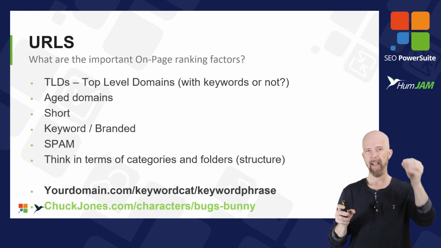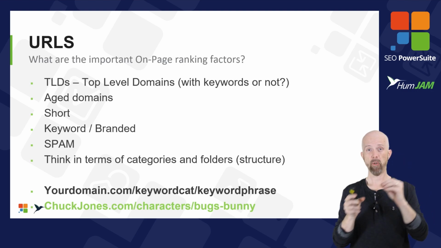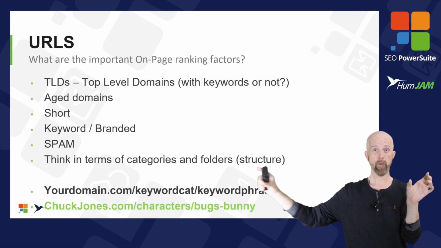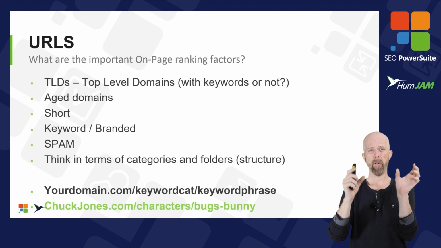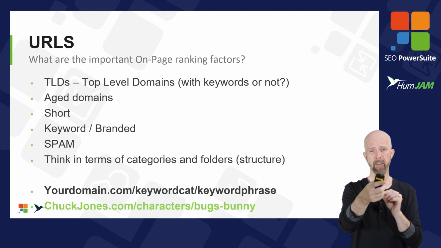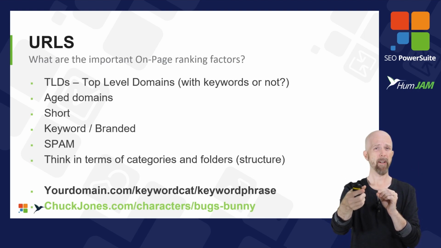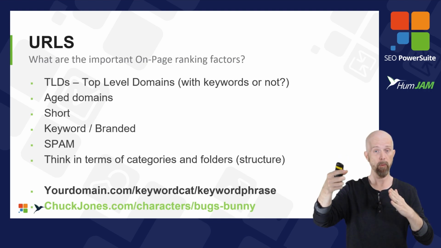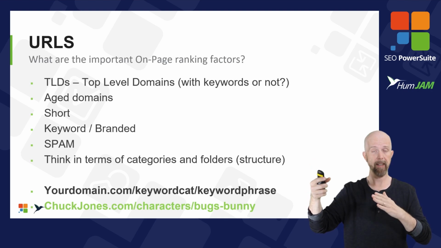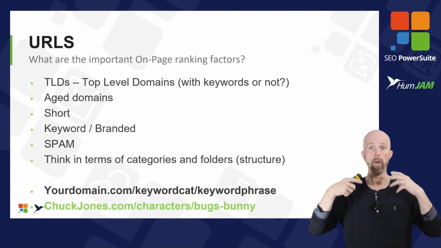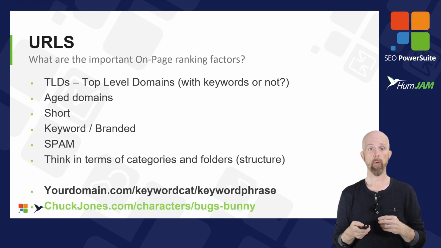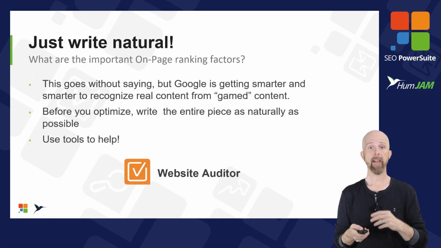And we have URLs, age, domains, short. It needs to be short. So we don't want our URL to be super, super long. It needs to be super short, focused on the keyword. And as you see, think in terms of categories and folders down at the bottom, your domain / keyword category / keyword phrase. This is how we want to size up our URLs to match our keyword phrase.